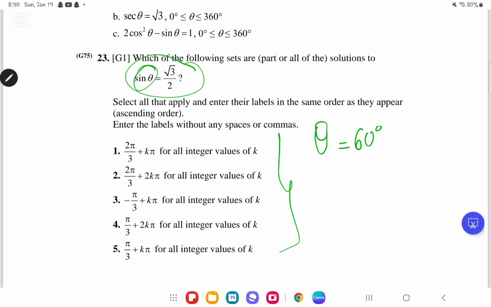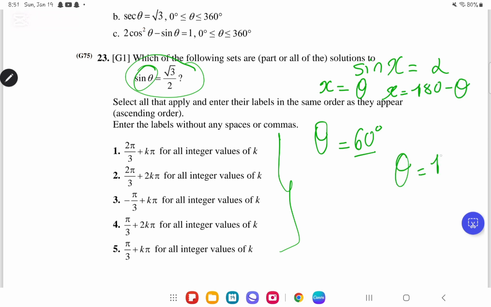Because we are talking about sine, so sine x is equal to alpha. We know that x is equal to theta, which is 60, and x can also be equal to 180 minus theta, which in this case is gonna be 120 degrees. Another thing is that we can add a rotation, so 360 times the number of rotations. So it can be added either to this one over here or to this one over here. Okay, these are the rules for sine x.